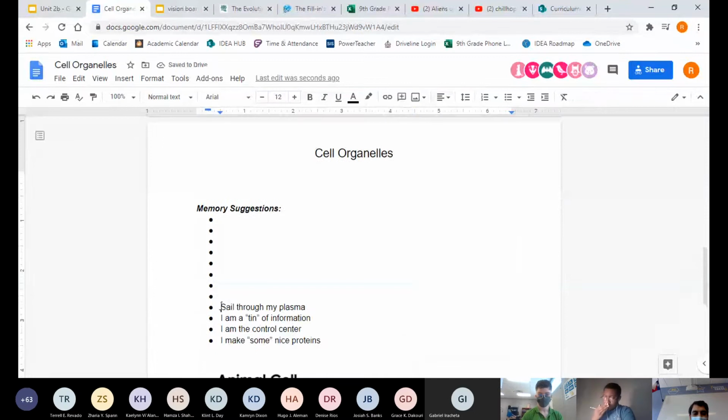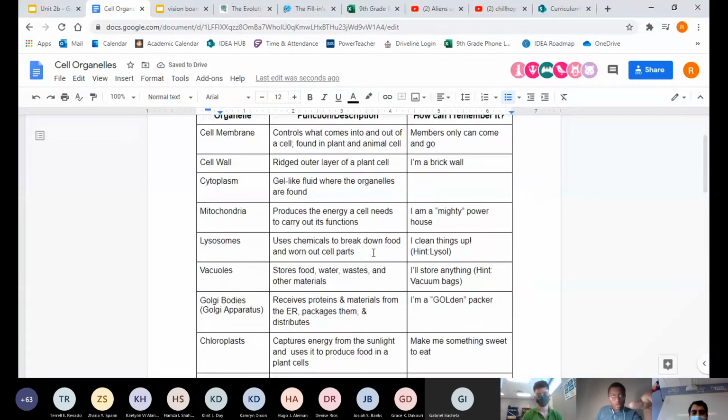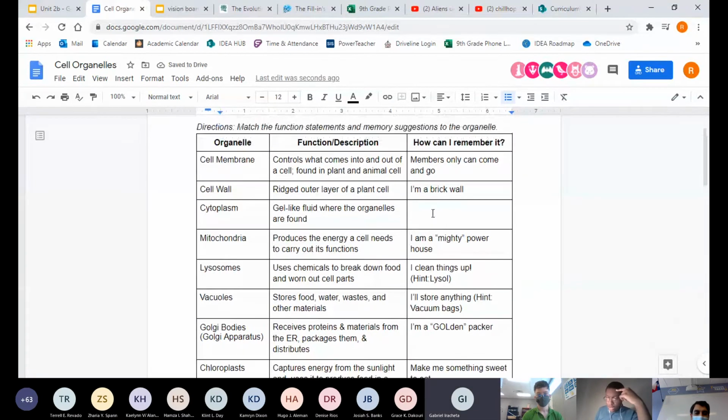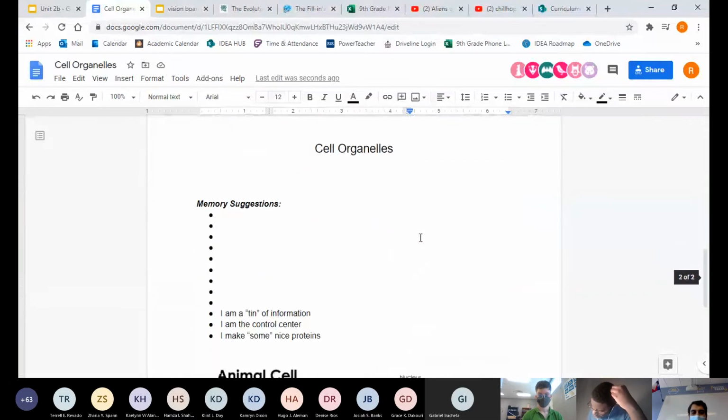Sail through my plasma. I didn't like this one, but I couldn't think of another clever one for it. Sail through my plasma kind of sounds like cytoplasm. I don't love it, but I couldn't think of anything else. Whenever I think of cytoplasm, I think of Jello. Whenever you put the fruit in Jello, it's like cytoplasm.